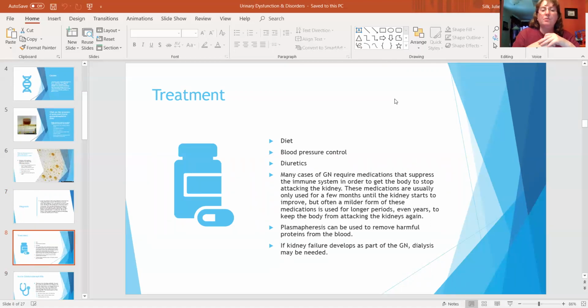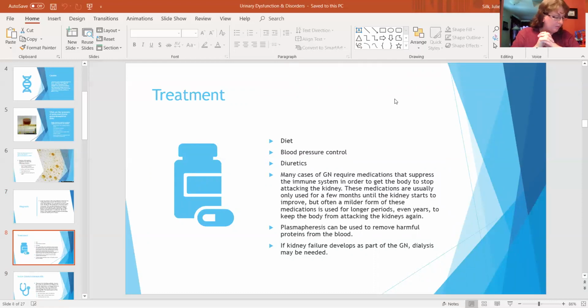Sometimes with this, you may require a medication to suppress your immune system in order to get the body to stop attacking the kidneys. So these medications are usually only used for a short period of time until the kidney starts to improve. But often a milder form of these medications is used for longer periods to keep the body from attacking the kidneys again. So usually when people are on something like this, it's like immunomodulator type drugs.